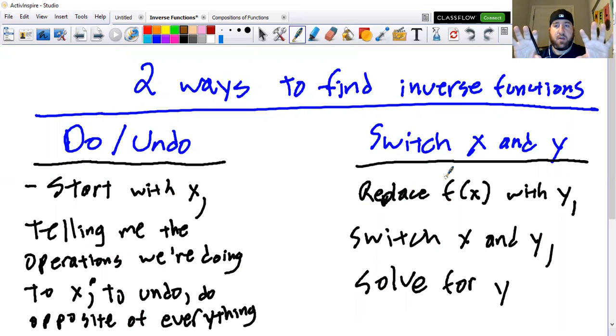Some kind of function. So I'm going to take my y over here, and the x that's actually in the function, switch x and y, okay? So now I'm going to have x equals something. And y is going to be over here. And then at that point, I've got to solve for y. So I've got to get y by itself, get rid of everything else that's on that side. That's going to create my inverse function.